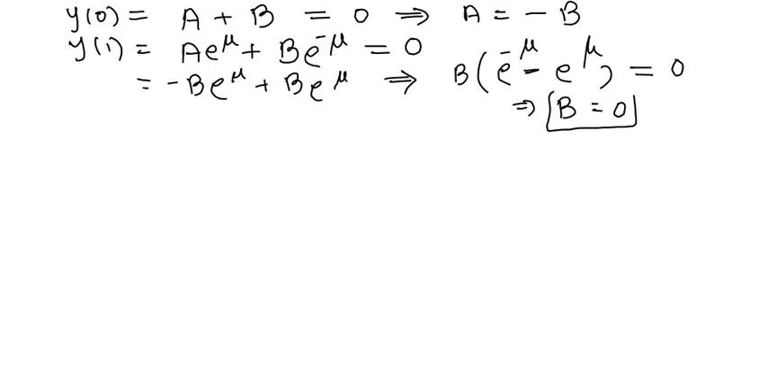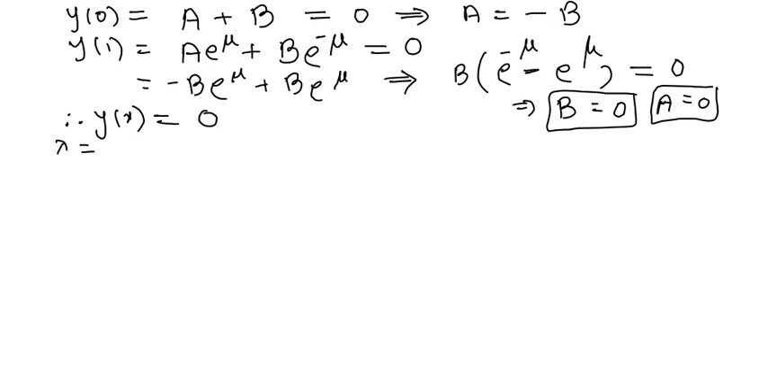So again, what happened now? If b is 0, it also tells us that a is also equal to 0. Therefore, what is y of x? It is again a zero solution. So therefore, lambda equal to mu square, or lambda strictly greater than 0, is not the eigenvalue.